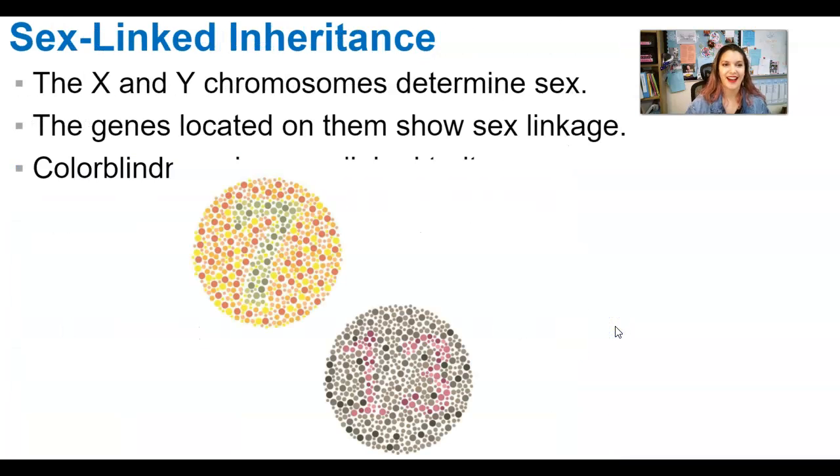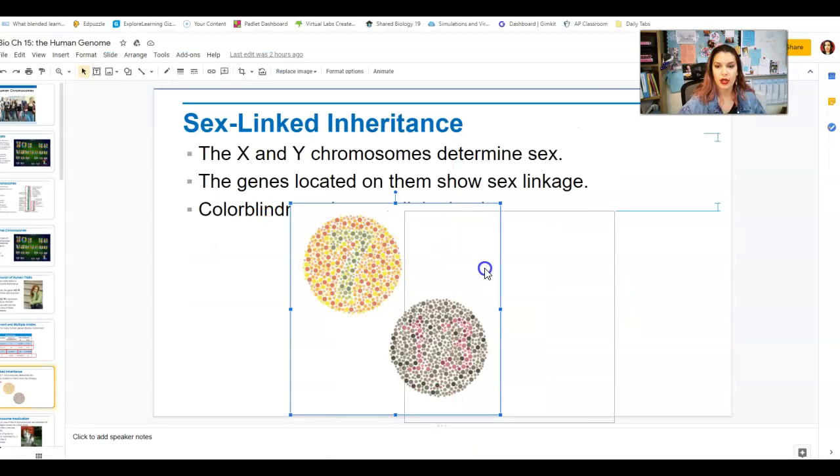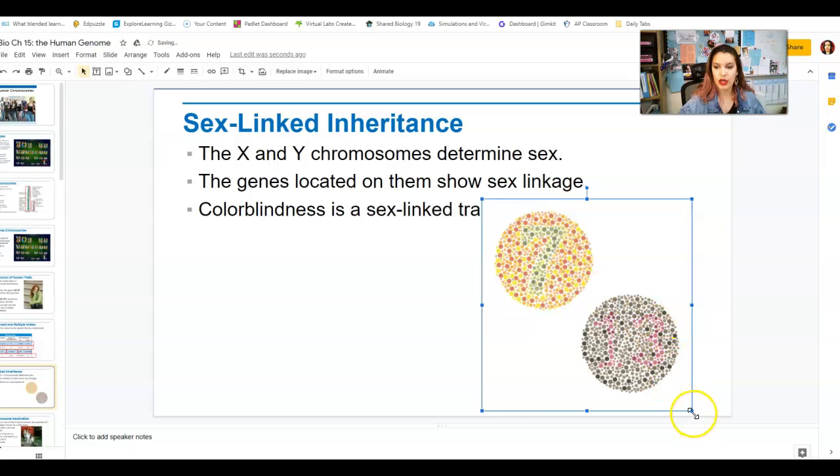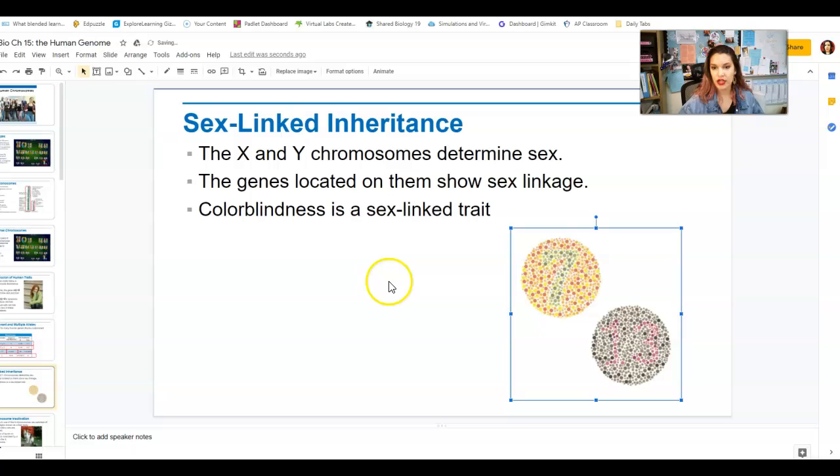Okay. All right, sex-linked inheritance. The X and Y chromosomes do determine sex. The genes located on them show sex linkage. This image here is an example of color blindness. What you should be able to see is a number under each of these, but if you are colorblind, you might not be able to see this one here. That's for red-green color blindness.